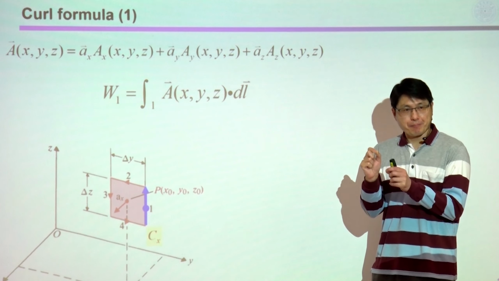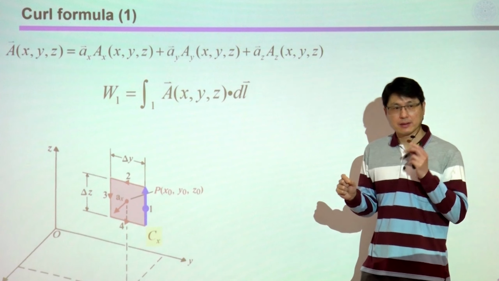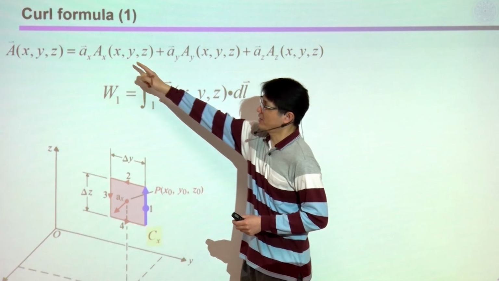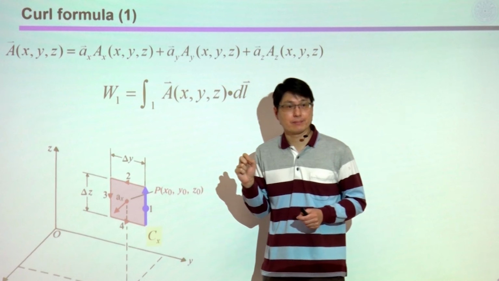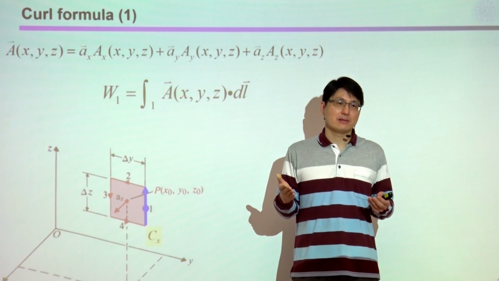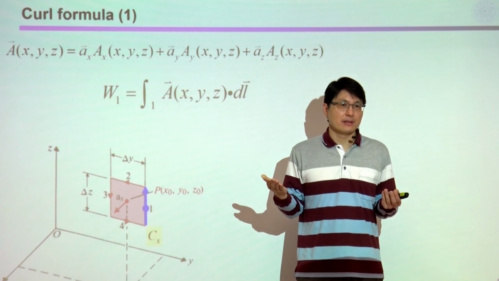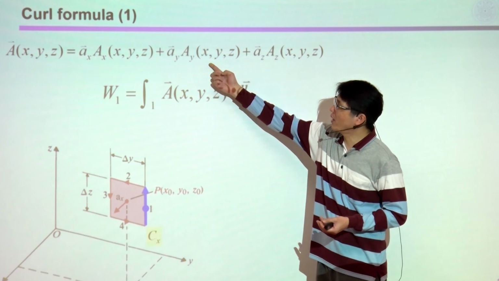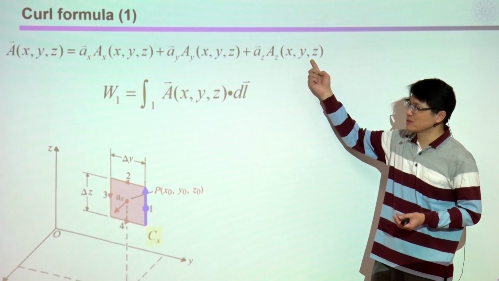But each component is itself a function of x, y, z. Right? Ax is space dependent. Ay is space dependent. Az is space dependent.